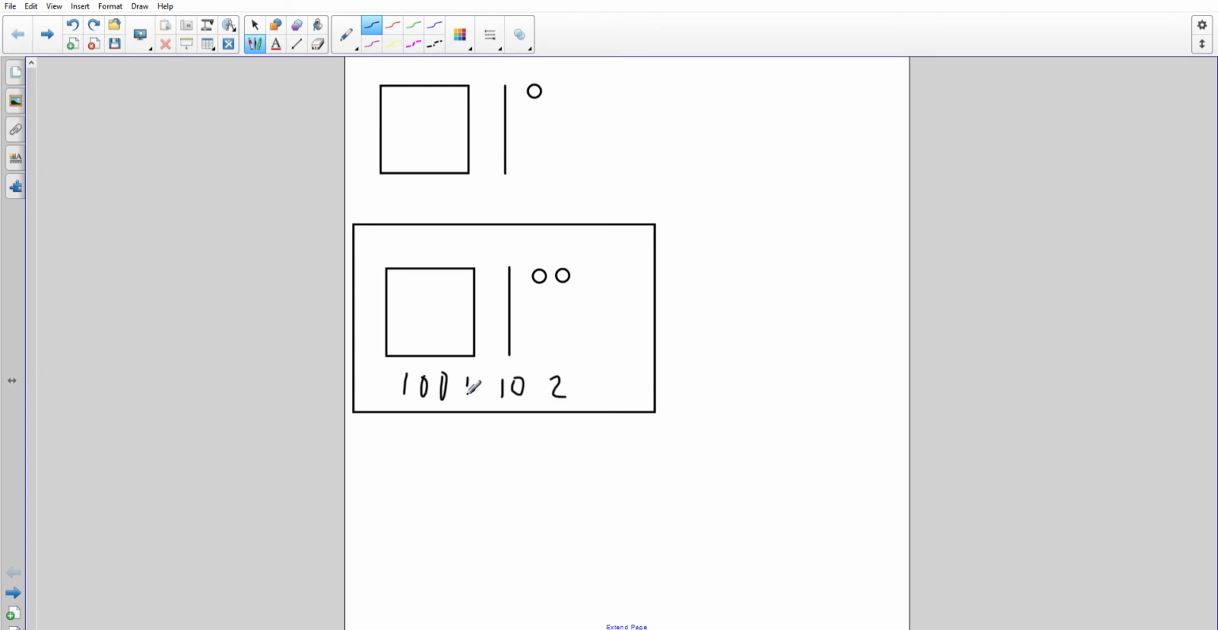So if I think about this, I'm really putting them all together, which is the same as adding, and I end up with an expanded form equation of 100 plus 10 plus 2. For that number, I have 1 in the hundreds place, 1 in the tens place, and 2 in the ones place. So I have 112 as my answer.